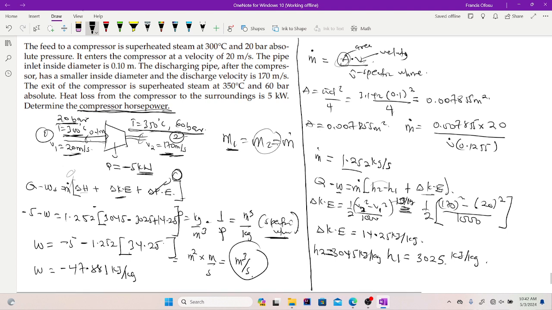Sorry, that should be in kilowatts. Why should it be in kilowatts? Because the -5 is already in kilowatts, and besides, you've multiplied m by that. So multiply m by the whole of this, and get it in kilowatts so that we can subtract. And so our final answer will be in kilowatts. So this becomes the compressor horsepower. Now when we say horsepower, horsepower is also a unit on its own, which is HP. So we need a conversion factor. If you know the conversion factor, you can just convert it into horsepower. But for now, this will be our final answer: -47.881 kilowatts.